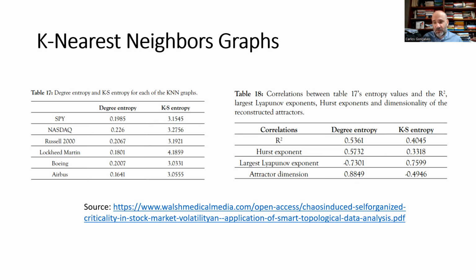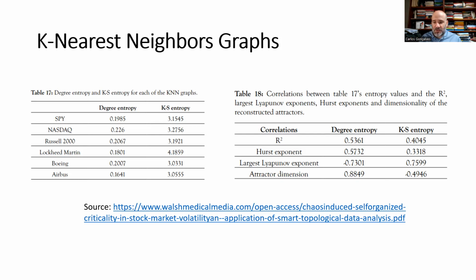They are negatively correlated, and the KS entropy is positively correlated, strongly and positively correlated, with the largest Lyapunov exponent. So in this case, the higher the KS and graph entropy for these k-nearest neighbors graphs, the higher tends to be the largest Lyapunov exponent, with a positive correlation of 0.7599.